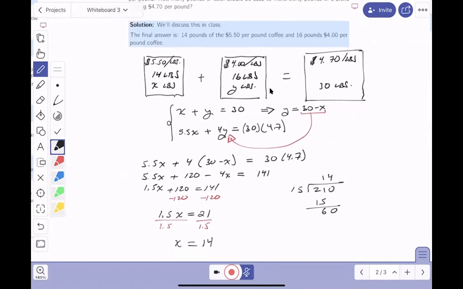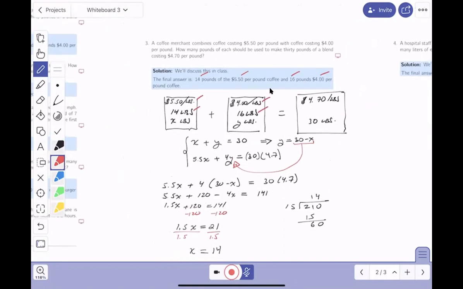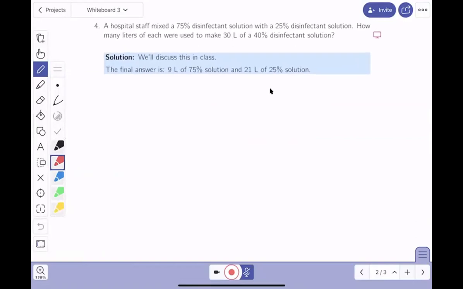Let's look at the answer key, though. Let's see how we did. So it says 14 pounds of the $5.50. I see that. And 16 pounds of the $4 coffee. We're doing okay. All right, so that was number 3. Let's go to number 4. Yep, I know it's tough. We want to give it the best shot possible.